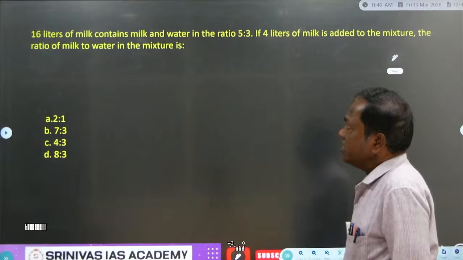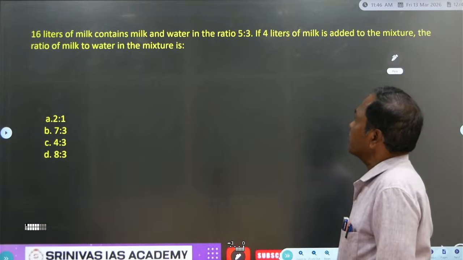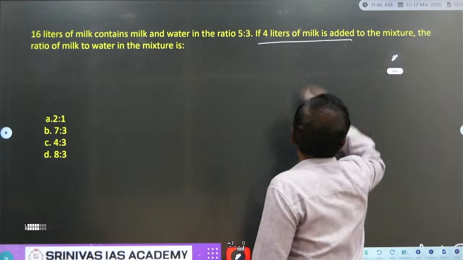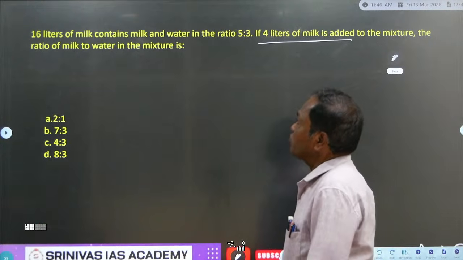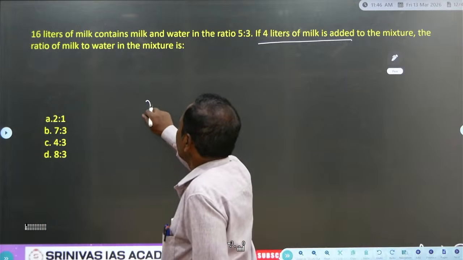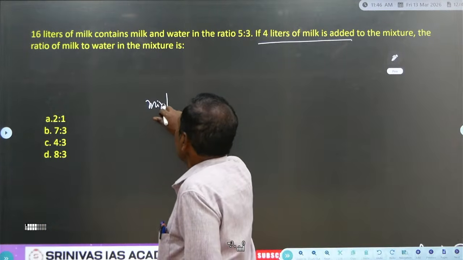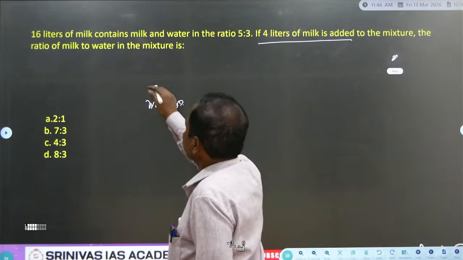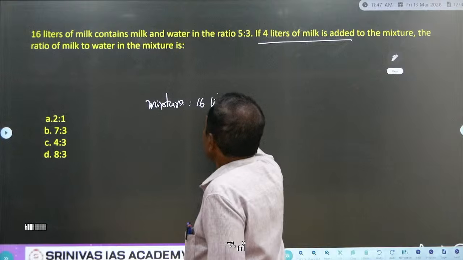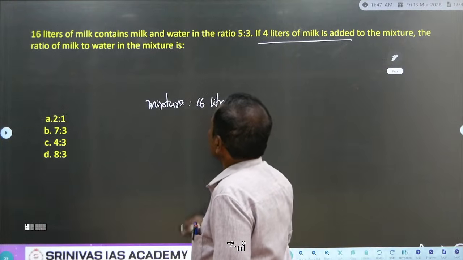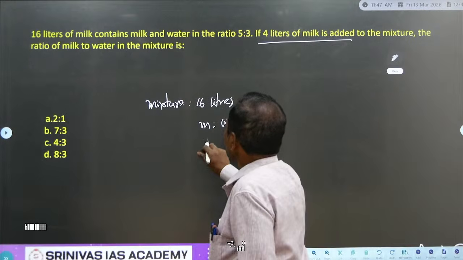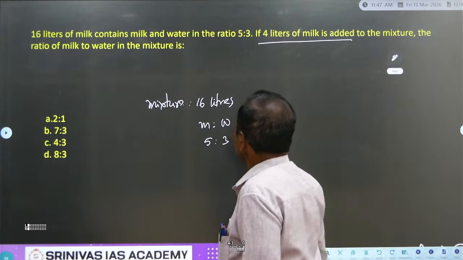Now, 16 liters of mixture contains milk and water in the ratio 5:3. If 4 liters of milk is added to the mixture, the ratio of milk to water in the mixture is? What is the mixture here? The total quantity of the mixture is 16 liters, that is milk and water in the ratio 5:3.